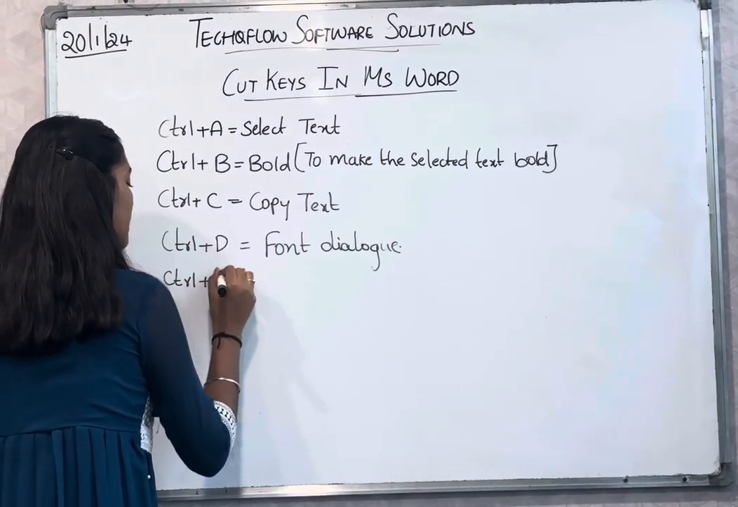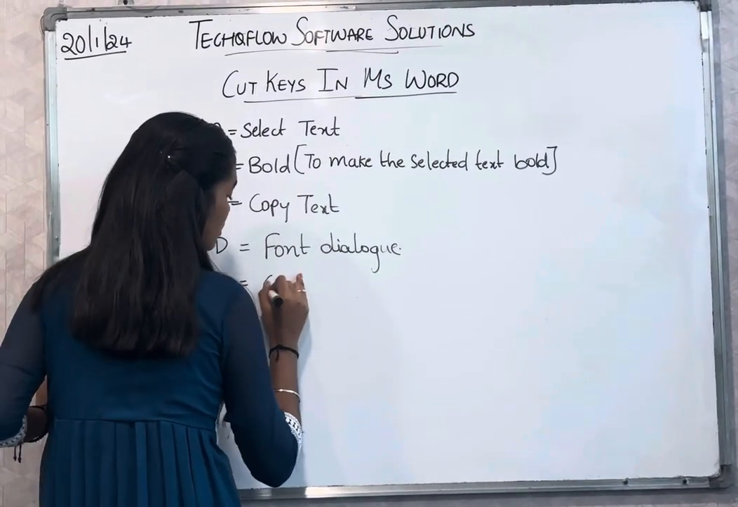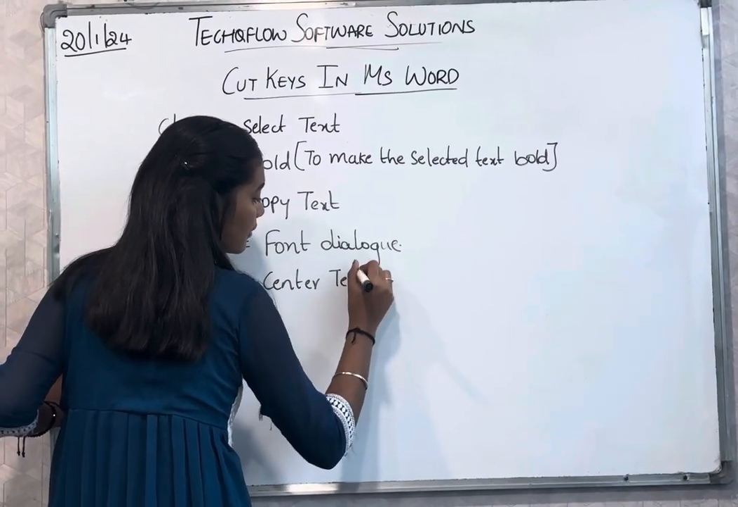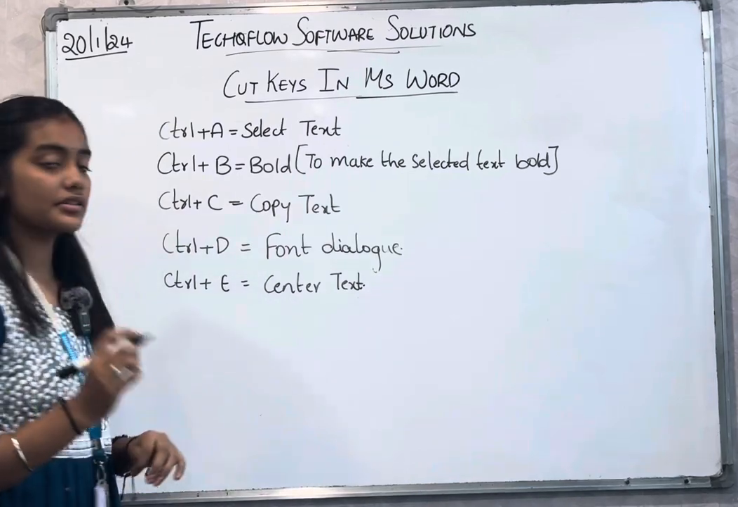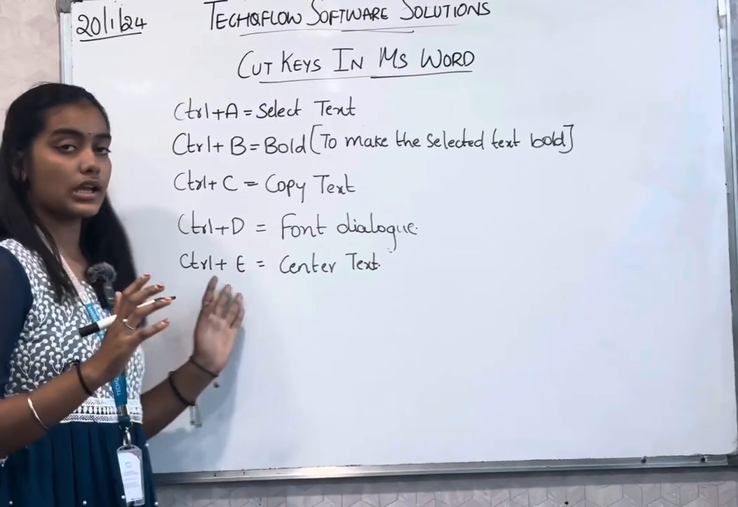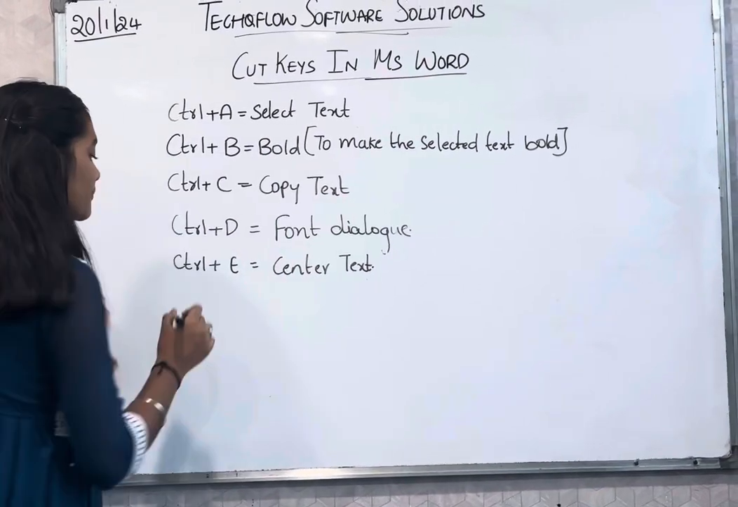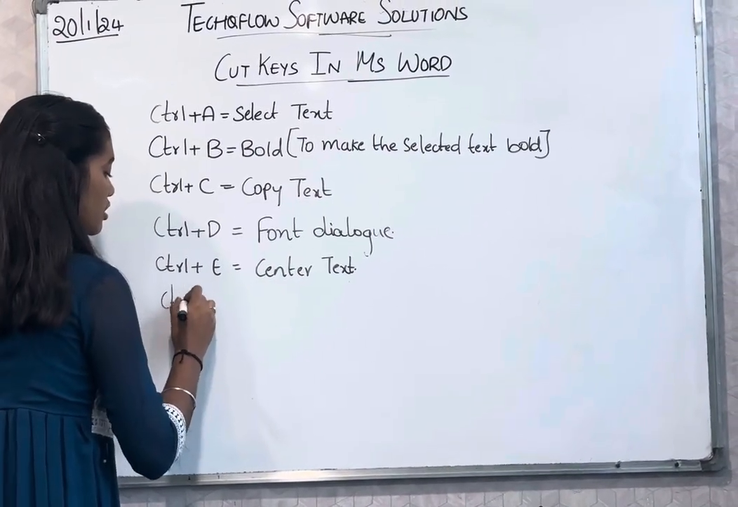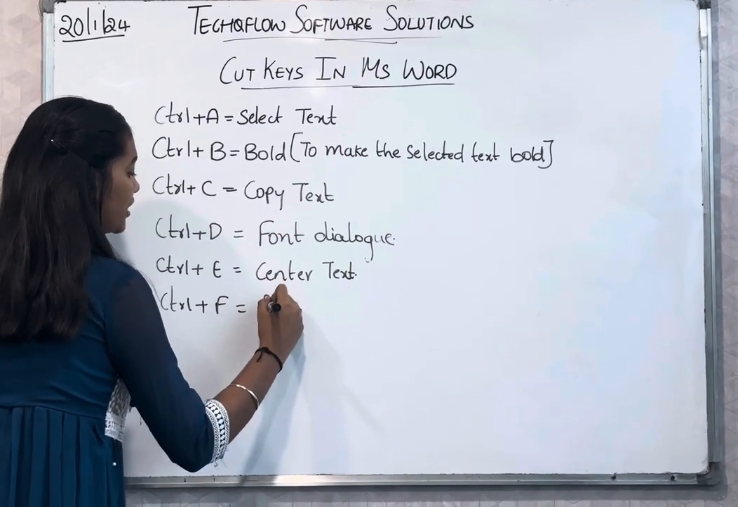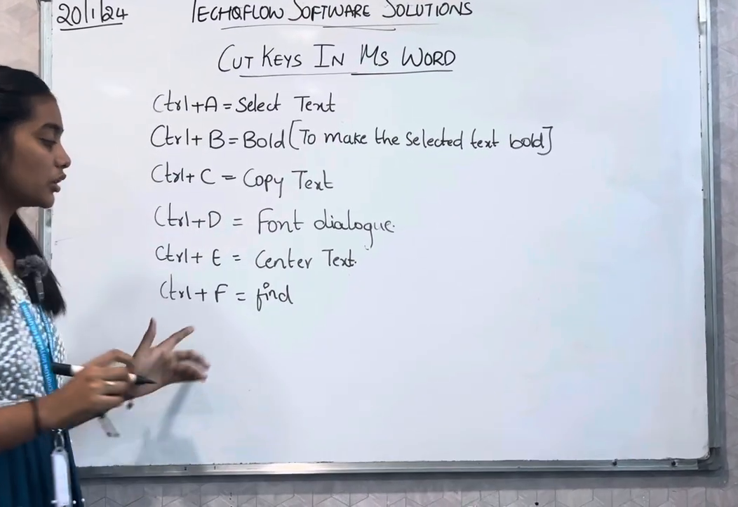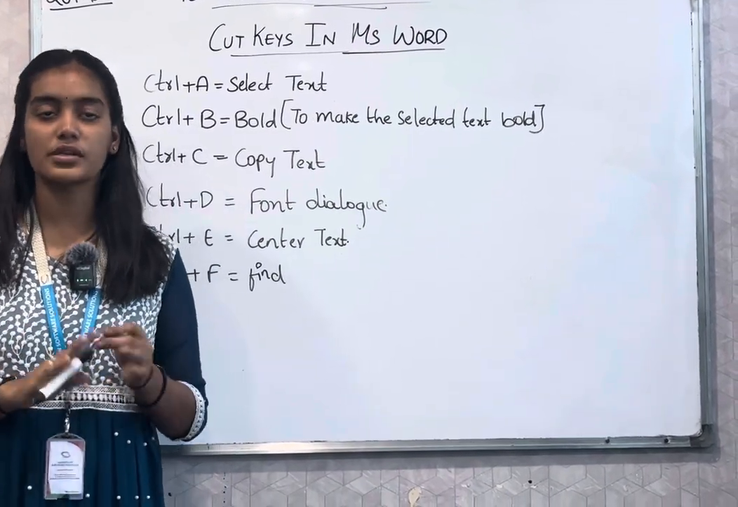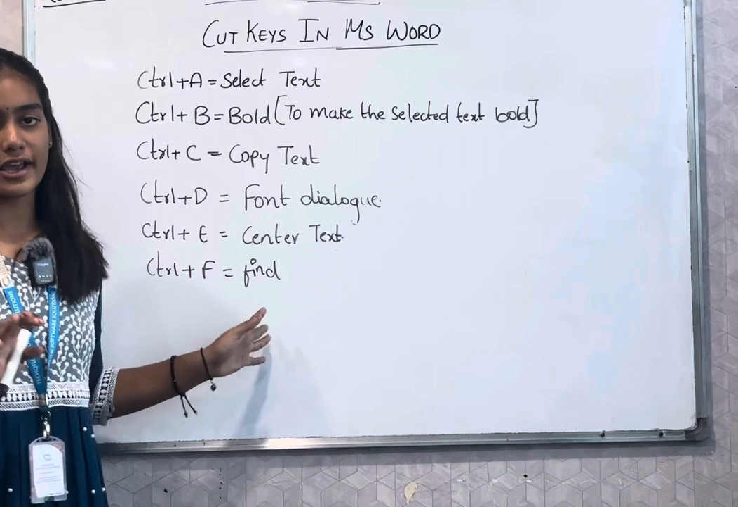Ctrl plus E, center text. If you want to center your text in your MS Word, just press Ctrl plus E. Okay. Next, Ctrl plus F equals find. If you want to find something in your MS Word like an object or shapes, just press Ctrl plus F.